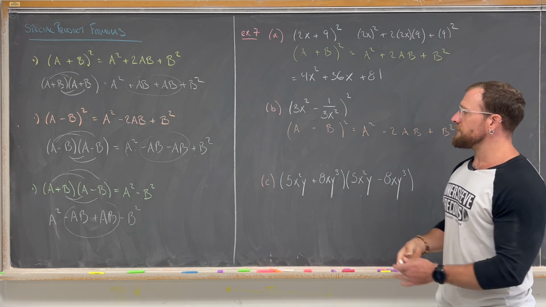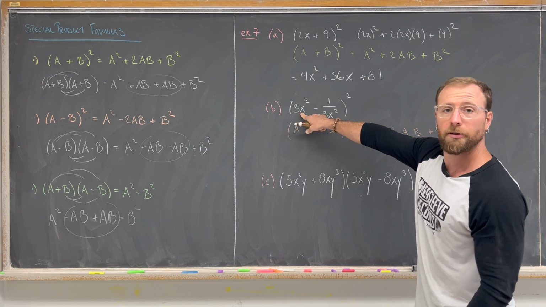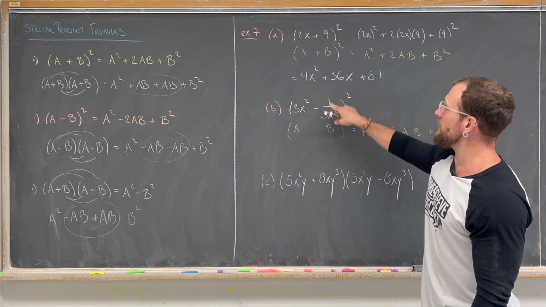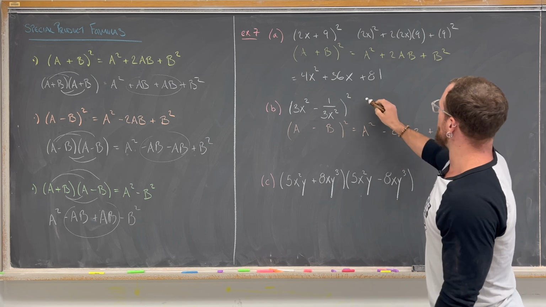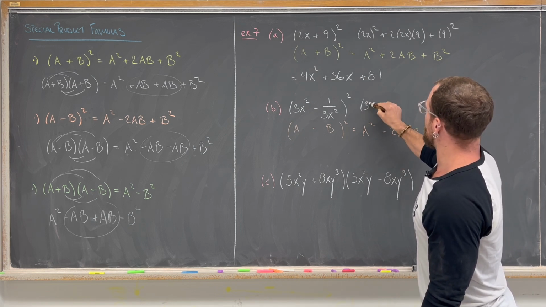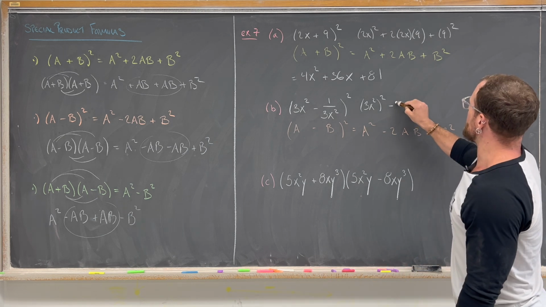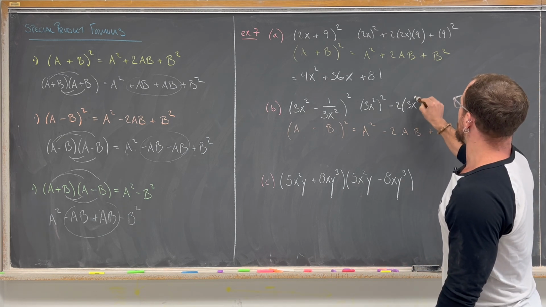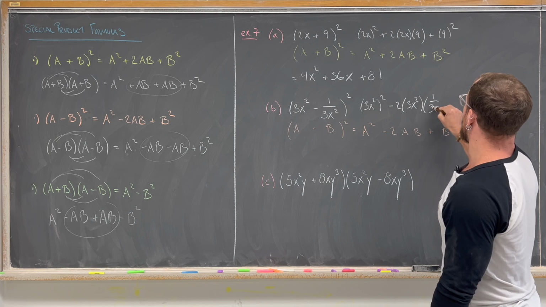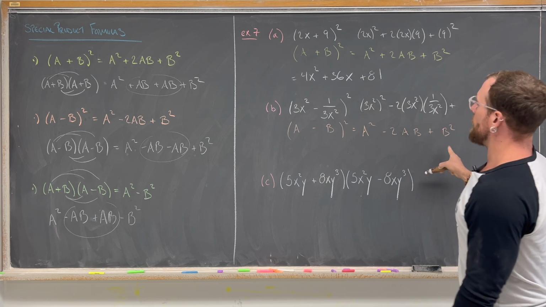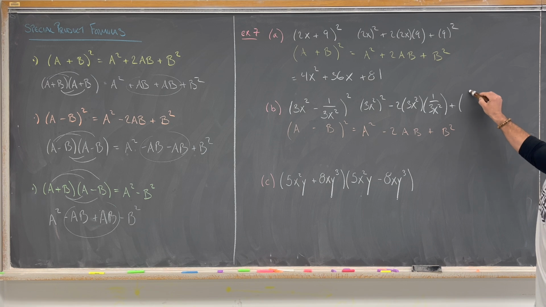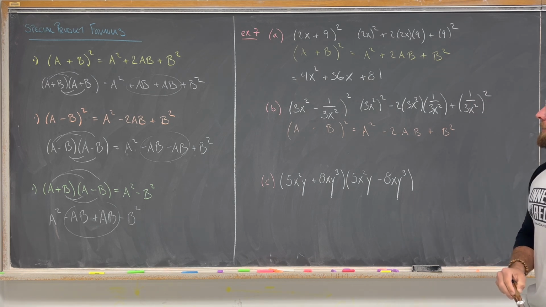Okay, this formula is very helpful. The role of a is being played by 3x squared. The role of b is being played by 1 over 3x squared. That's fine. We're going to get a squared. That's 3x squared squared minus 2 times a times b plus b squared. So plus this last term, 1 over 3x squared squared. Okay, what are we left with?